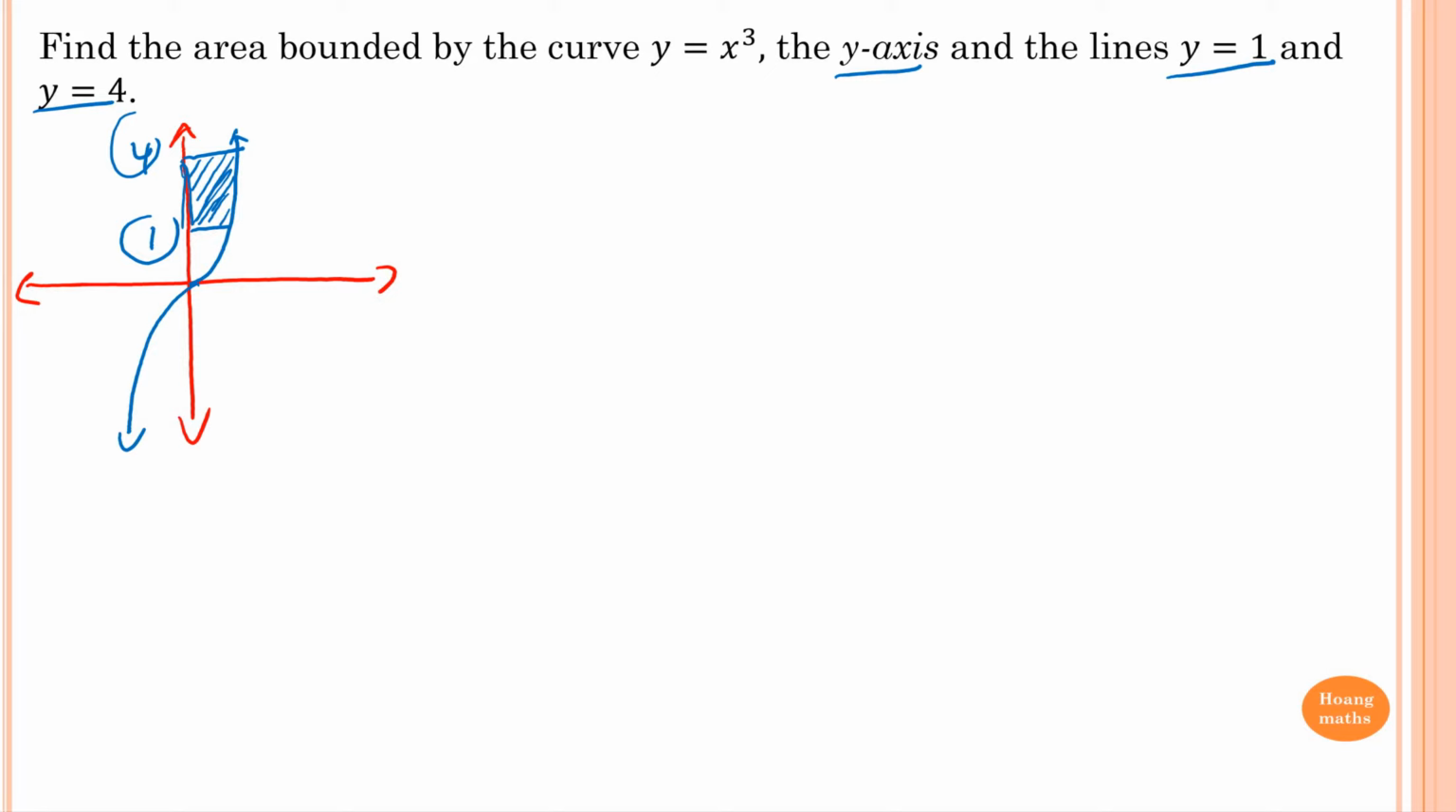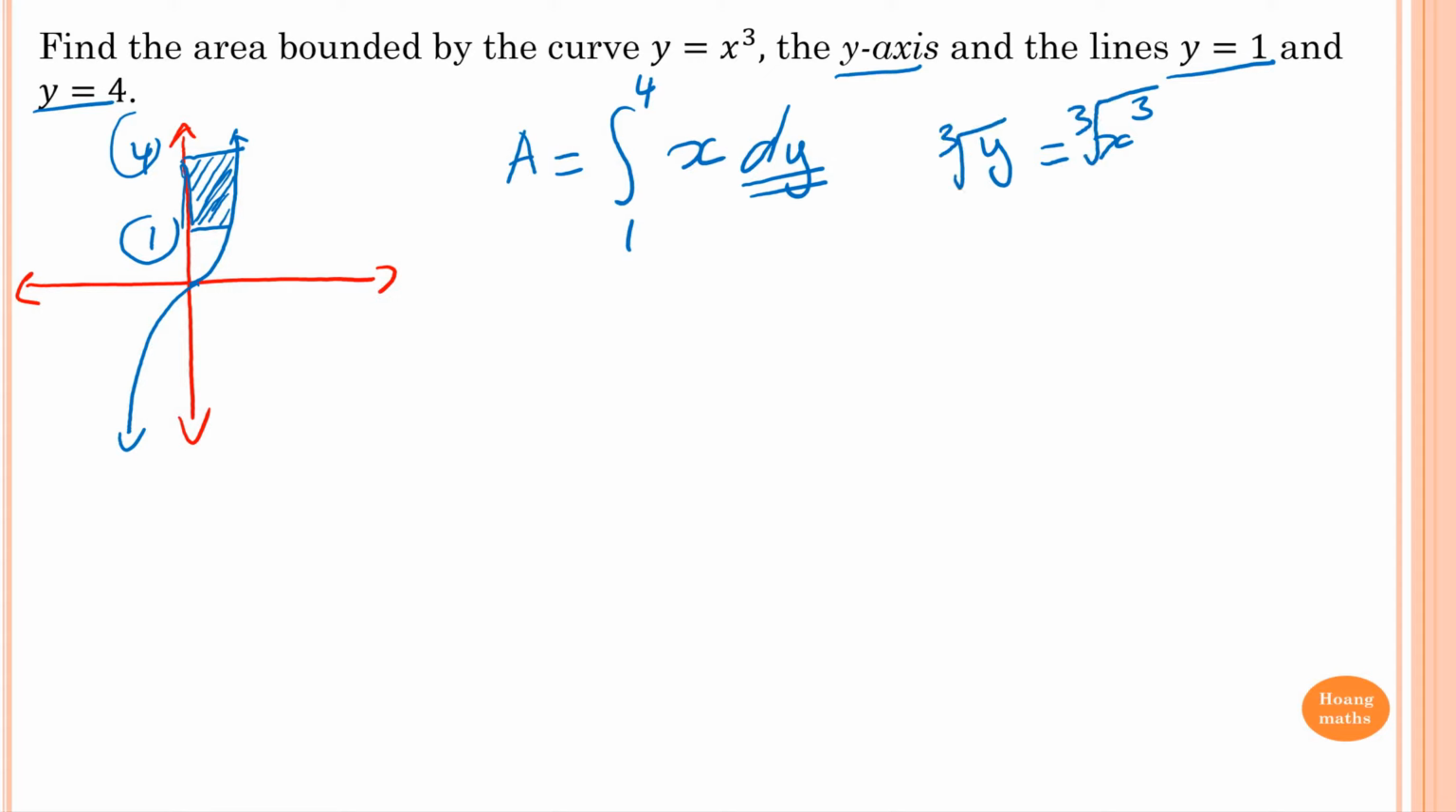So we know that area is equal to the integral from 1 to 4 of the y values, of course, which is dy. Now, because of dy, y is the variable, so the subject must be x. So we know that y is equal to x power 3. To solve for x, we cube root both sides. Therefore, the cube root of y gives me x. So x is equal to the cube root of y, which is just y power a third.